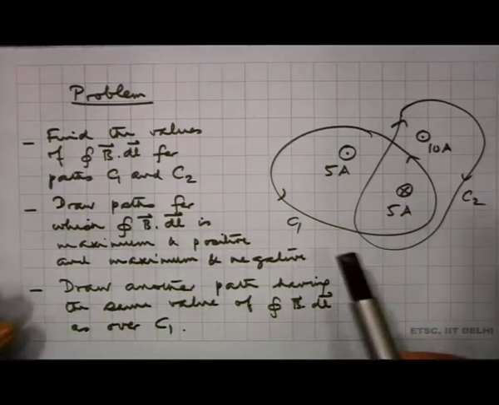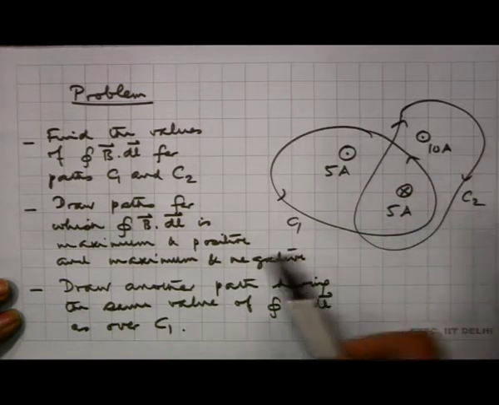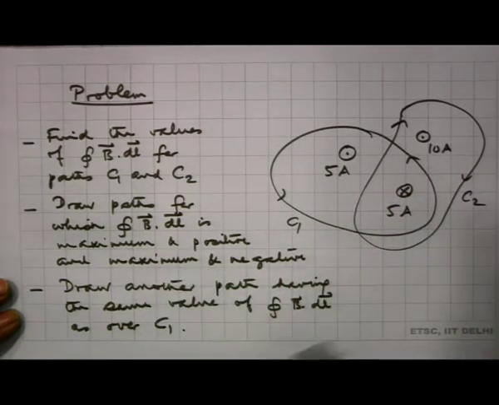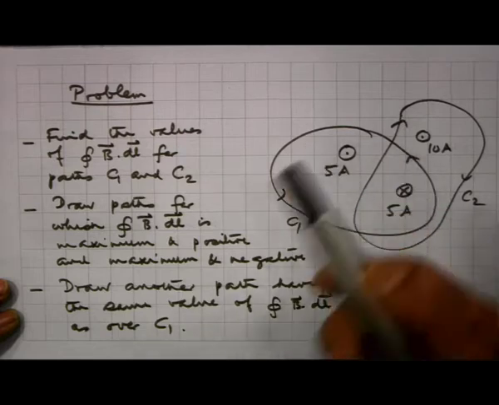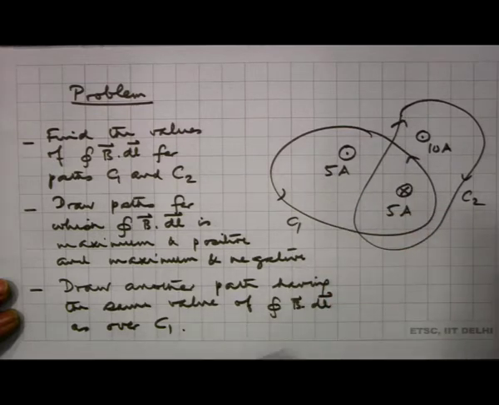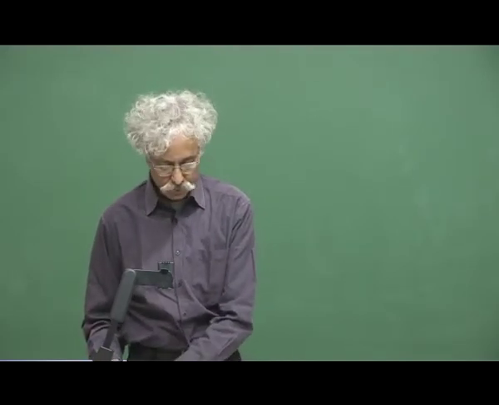So, you calculate integral B dot dl for C1 and C2, draw paths for which integral B dot dl is maximum and positive and maximum and negative, and then, since you have already calculated it for path C1, draw another curve for which the integral value of B dot dl is the same as for C1. Just give some thoughts to this problem and it will help you to understand better the application of Ampere's law.